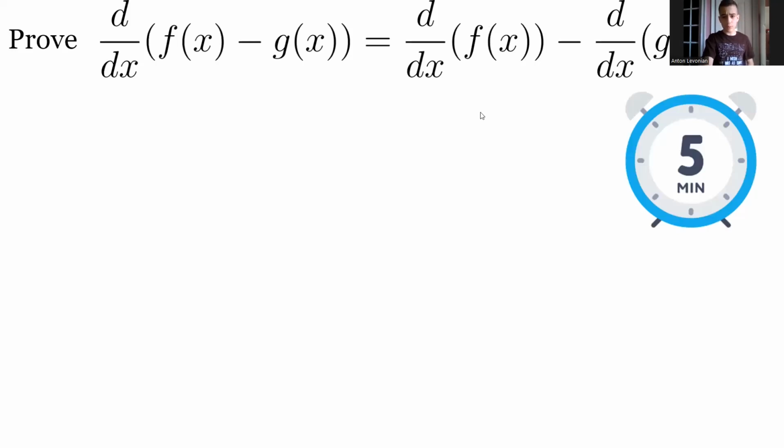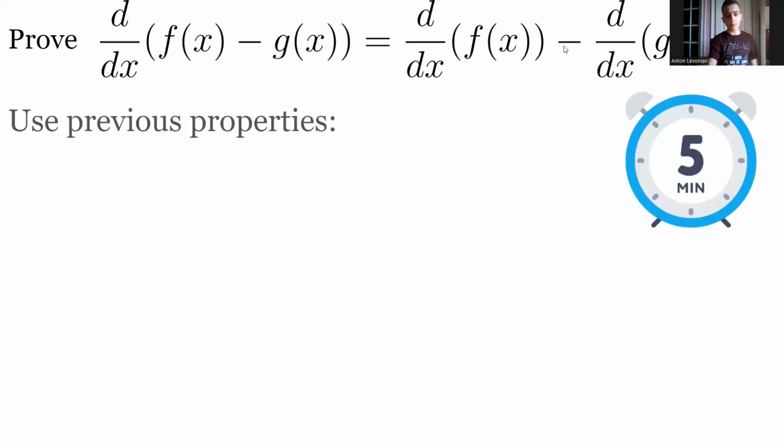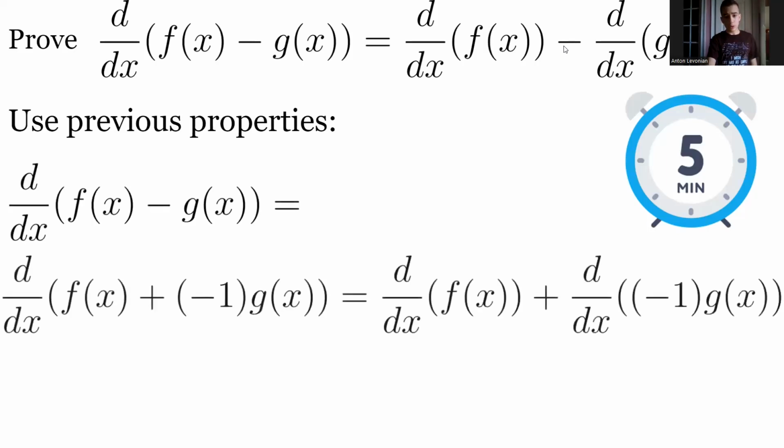It follows pretty easily from what we have already done. And the key thing here is to think of the negative signs as minus additions. So what do I mean by that? Well, we can rewrite this minus g of x as -1 times g of x. And then we can treat this -1 times g of x as a separate function and split it off.